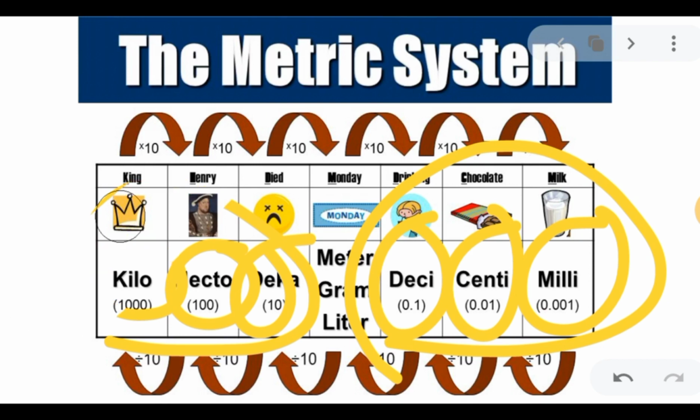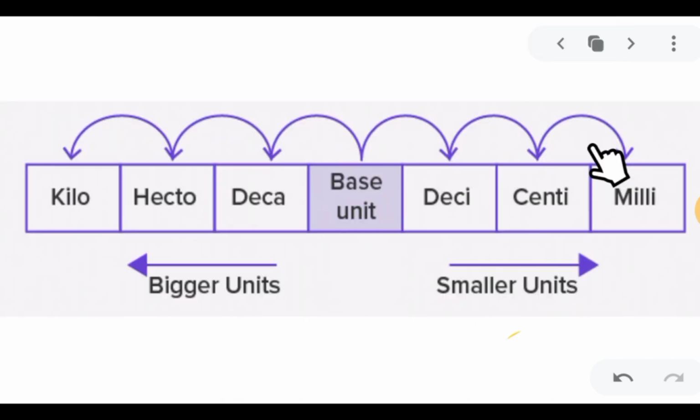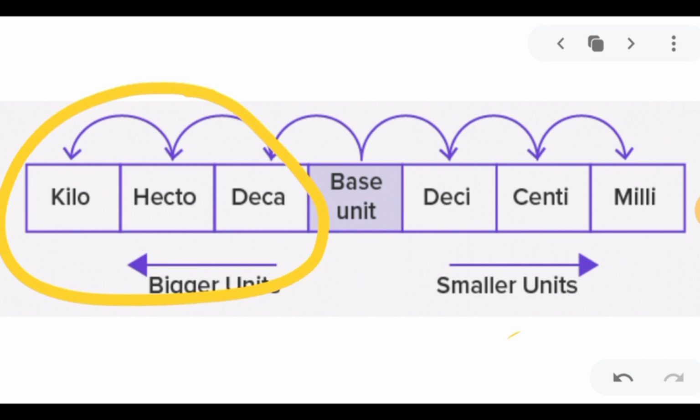And you can identify them or remember them through the following acronym: King Henry died Monday drinking chocolate milk. That is kilo, hecto, deca, then the base unit, then deci, centi, and milli. Again, these are the prefixes.